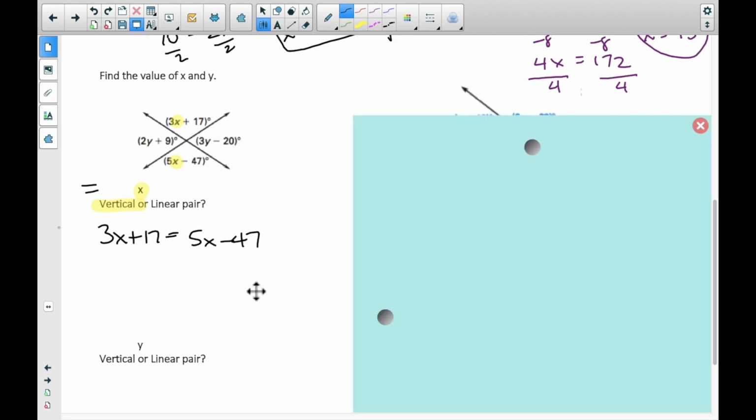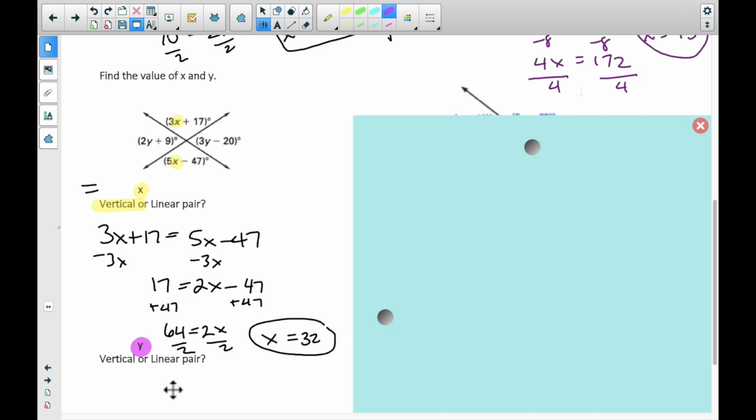And again, we could solve for x. So I'm going to subtract 3x from both sides. So I bring that down, 17 equals 2x minus 47. I need to add 47 to both sides. So I get 64 is equal to 2x, divide by 2, and I get my x is equal to 32.